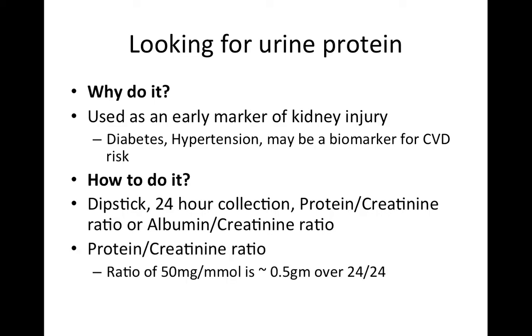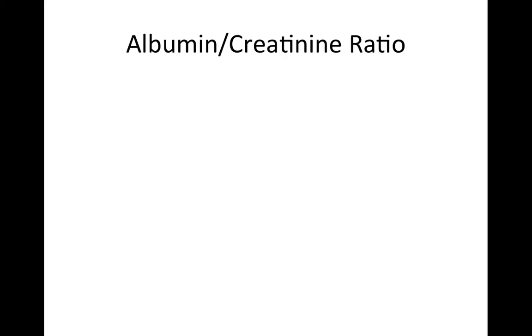So the protein-creatinine ratio is just a really easy way to quantify the amount of protein in a urine. So the ratio of 50 milligrams per millimole is around 500 milligrams over 24 hours, so it's an easy multiplication of 10. The next thing is the albumin-creatinine ratio. So why do we need 2?